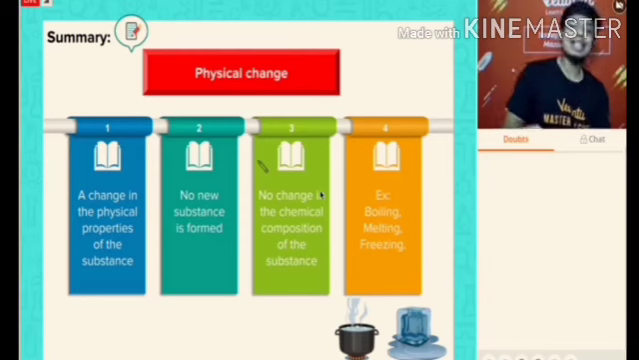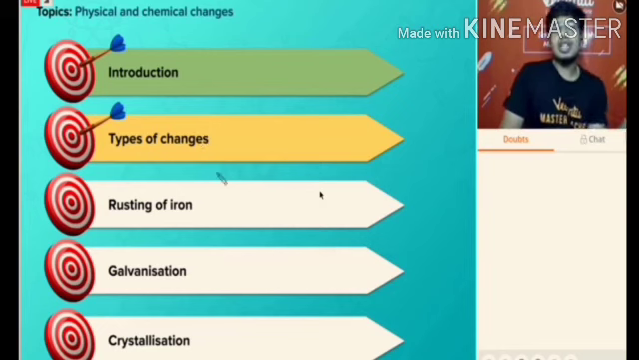Very good. So we have covered the types of changes, but we are yet to cover the chemical change. Isn't it, guys? So we'll quickly cover that also. One second, all of you.